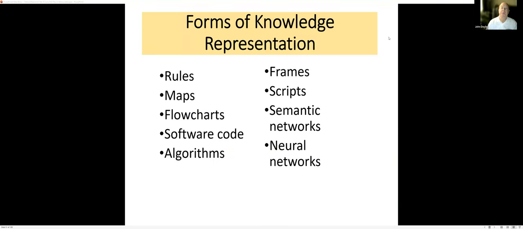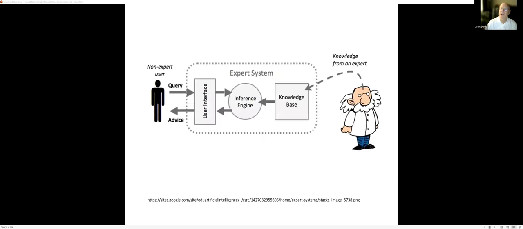So some forms of knowledge representation are rules. I'll give some examples of that. For example, if the BMI is exceeding 30, by definition, you are obese. That definition may be wrong, and there may be refinements, but according to conventional medical rules now, that's an example. Medical maps and other forms of maps, I'll show you some examples. And flowcharts, I'll show you some examples. Other things that we're not going to talk about in detail include semantic networks, just to introduce you to it, and neural networks, part of deep learning. So many forms of knowledge representation.